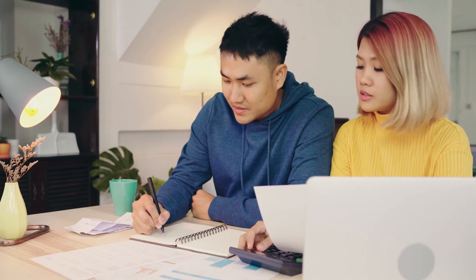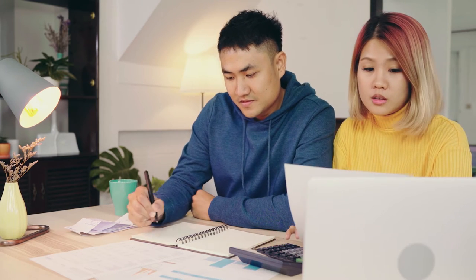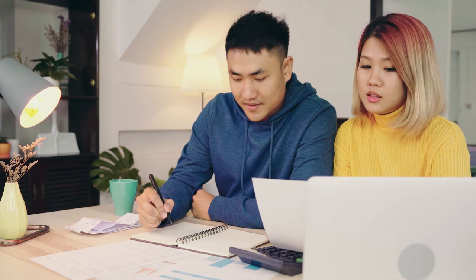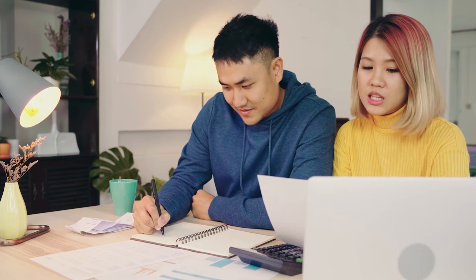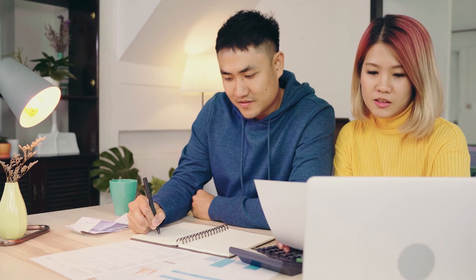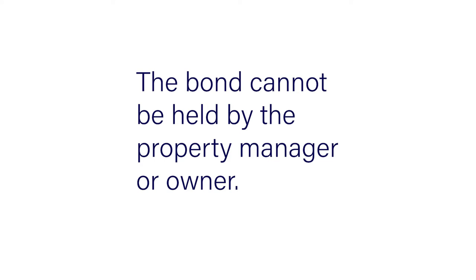A tenant may be asked to pay a rental bond. A bond is a security deposit a tenant pays at the start of the tenancy. This is lodged with the RTA online or by mail within 10 days of receipt and is kept safe until the end of the tenancy. The bond cannot be held by the property manager or owner. At the end of the tenancy, provided no money is owed to the owner or manager for rent, cleaning, damages, or other costs, the bond is refunded back to the tenant.